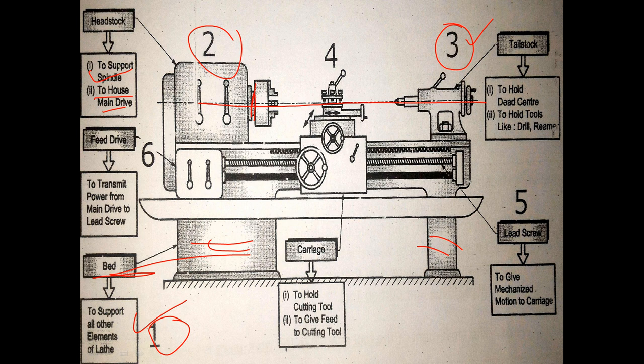The basic function of the tailstock, this whole assembly, is to hold the dead center. Here we can place a drill bit and do the drilling operation. So its function is to hold the dead centers and to hold tools like a drill or reamer. We can do the drilling and reaming operations on the lathe. We can put this cutting tool here, that is in the tailstock.